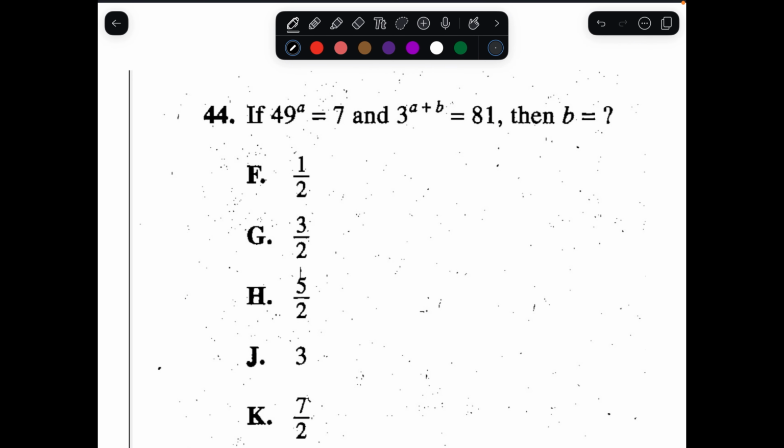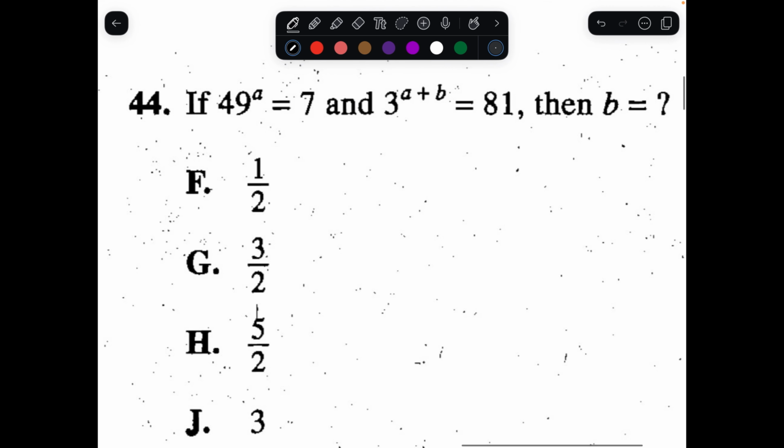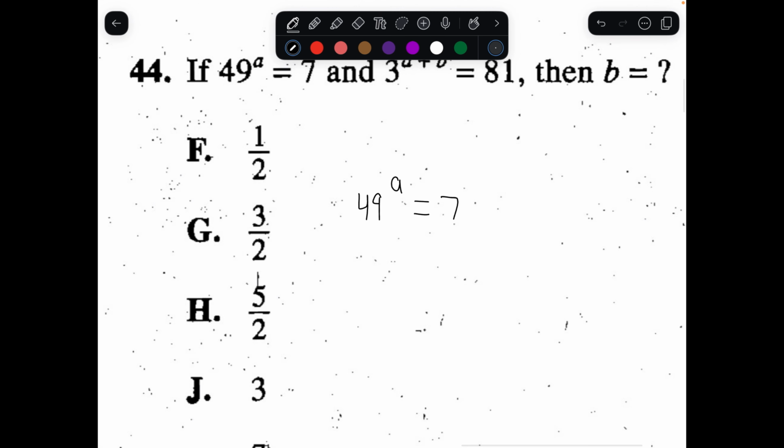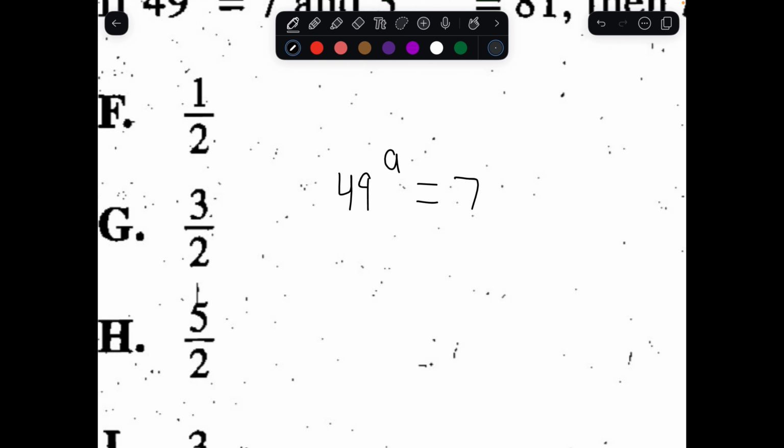On to the next question, question 44, which says if 49 raised to the power of a equals 7, and 3 raised to the power of a plus b equals 81, then what does b equal? So for this problem, what I would do is solve for a first. So we have 49 raised to the power of a equals 7. We can solve for a by replacing 49 with 7 raised to the power of 2, raised to the power of a, equals 7.